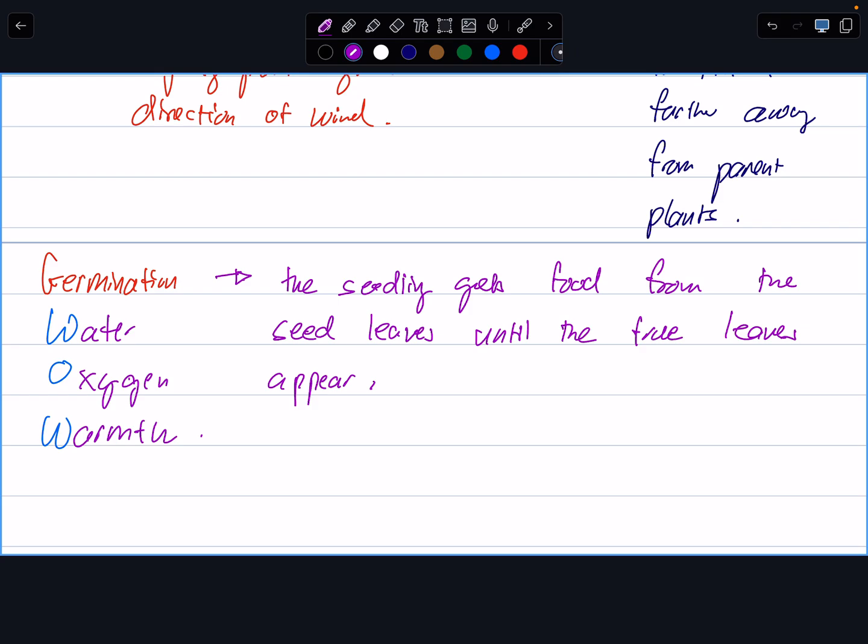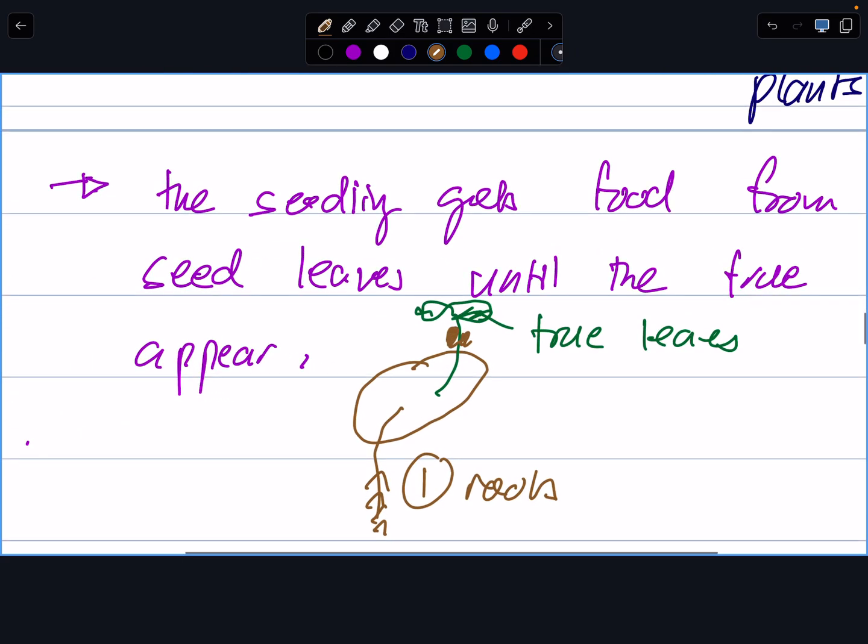Okay? And the first thing that grows when it comes to germination is always your roots. That's the first thing that grows. And after your roots, then you have your shoots. And then finally your leaves. If it's green color, these are called true leaves. Okay? And then the one that is giving you the nutrients, somewhere over here, these are your seed leaves.